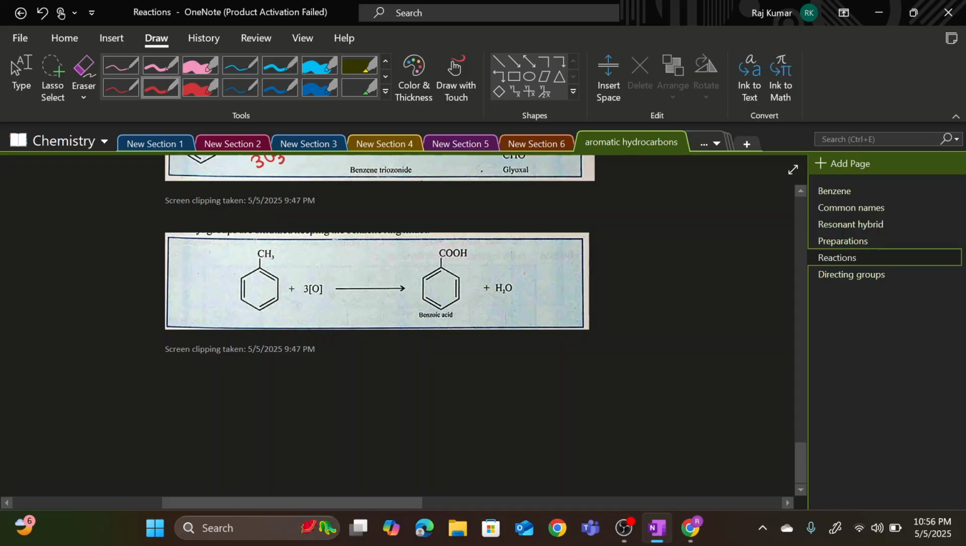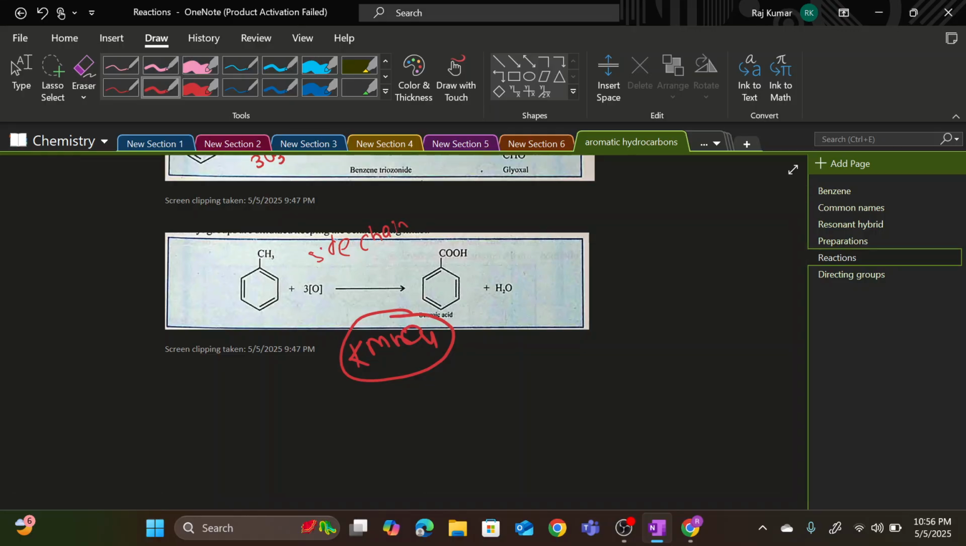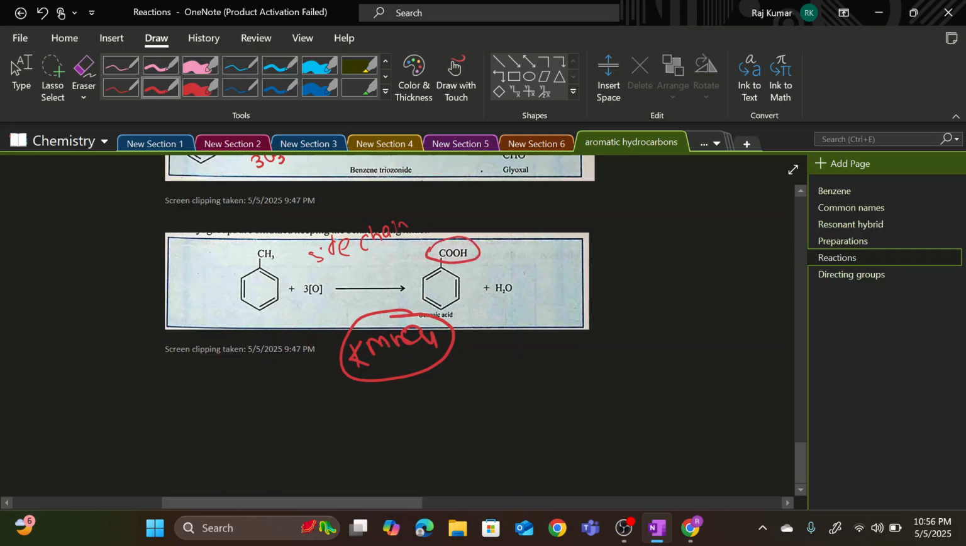This is another reaction. This is side chain oxidation. Side chain oxidation is pretty important because it uses potassium permanganate. We'll use an oxidizing agent, potassium permanganate, which will only oxidize the side chain but will not affect the benzene ring at all, such that the side chain will be oxidized and form carboxylic acid.